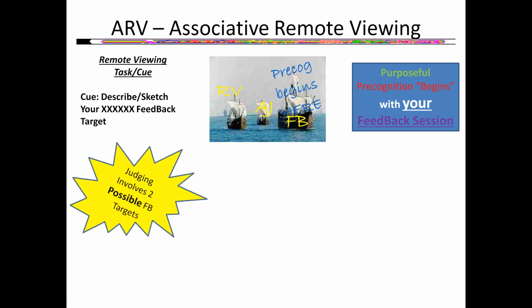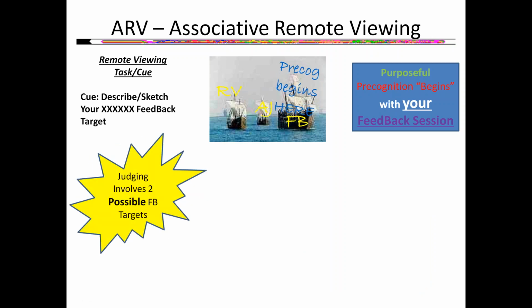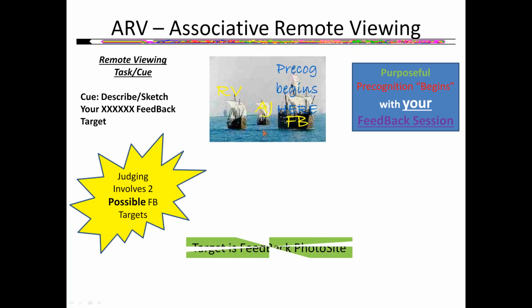Now, the judge's job, which may be an independent judge, or it may in fact be the same person, but certainly wearing a different hat, involves this judgment of the two possible photosite targets. That's what that person's job is, and that's what that person does.